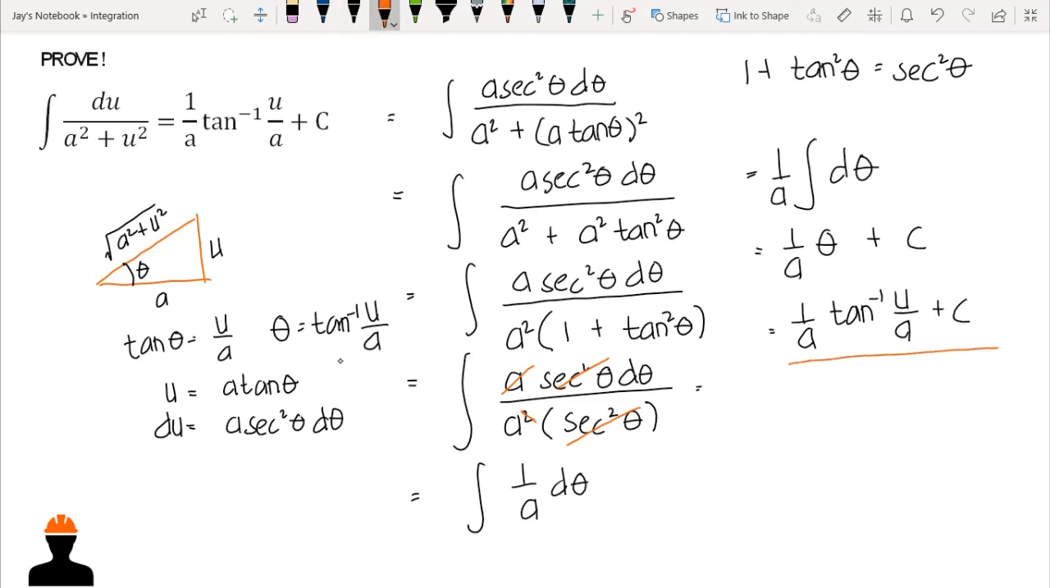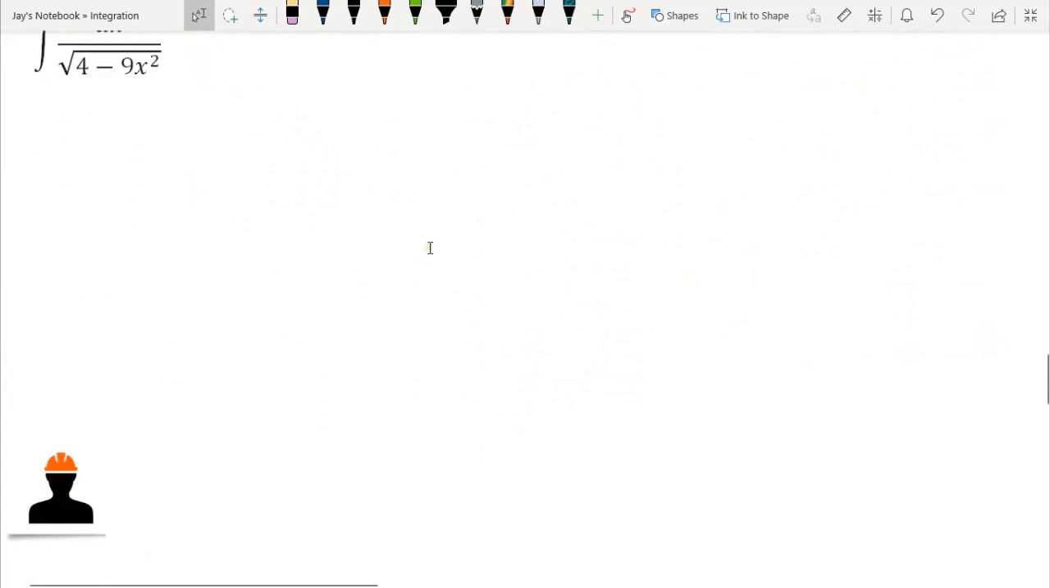So this one now is the integration of du over a squared plus u squared. So if you have this kind of function, you can directly use this formula, or you can use trigonometric substitution. Now let's try to solve a real number problem.